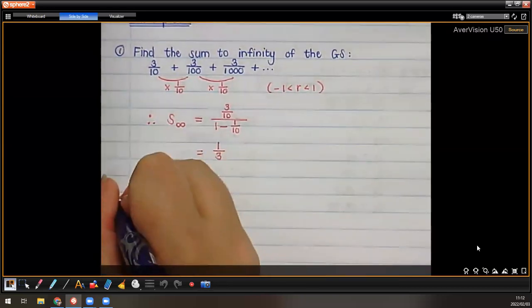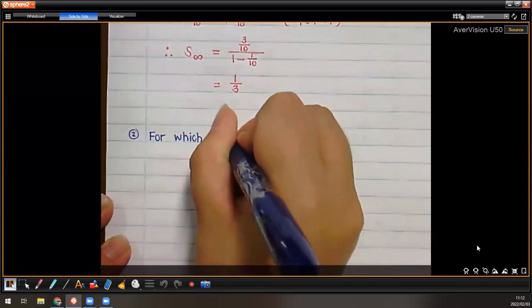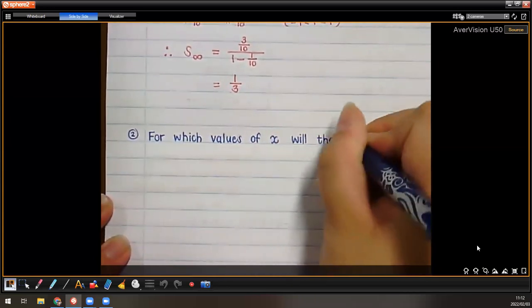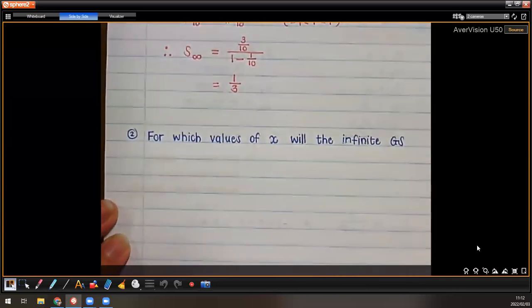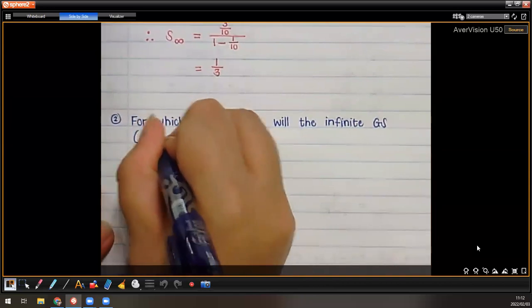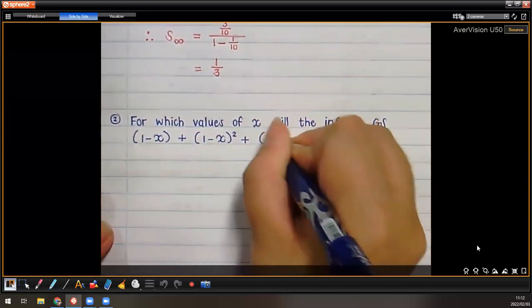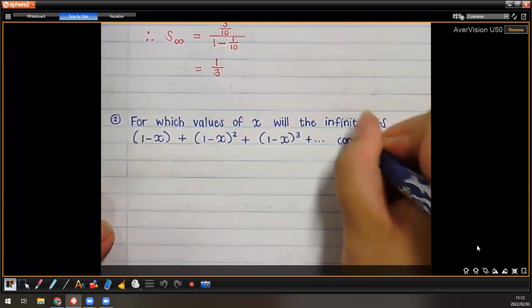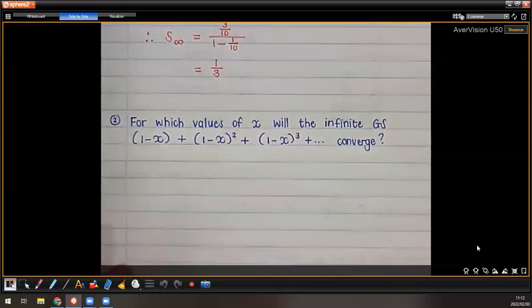Number 2. Now, this is a different type of question, but they usually ask something like this: for which values of x will the infinite geometric series, giving us a series, converge.